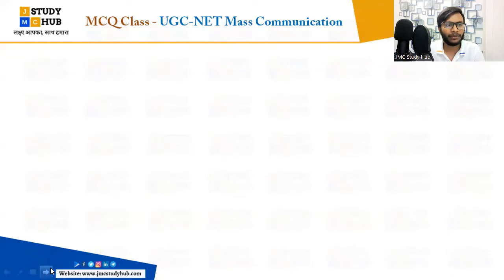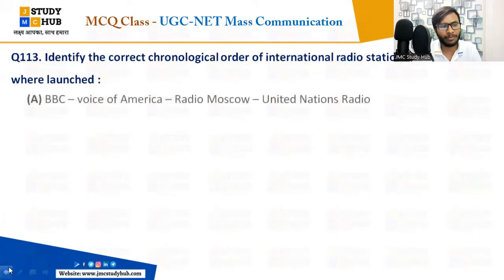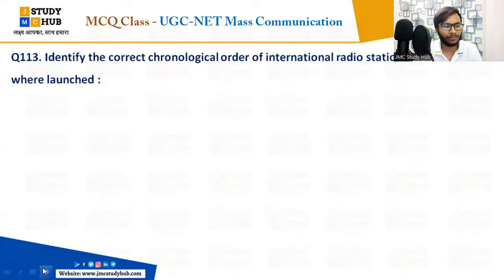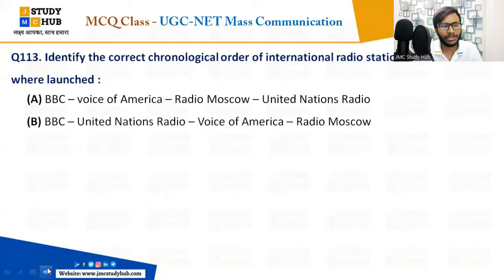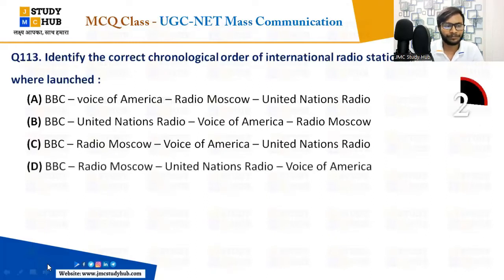Question 113: Identify the chronological order of the international radio stations that were launched. Chronological sequence questions are many. So identify the correct chronological order of the international radio stations that were launched: BBC, Voice of America, Radio Moscow, United Nations Radio. Please answer: B, C, and the last one, D. Everybody answer.